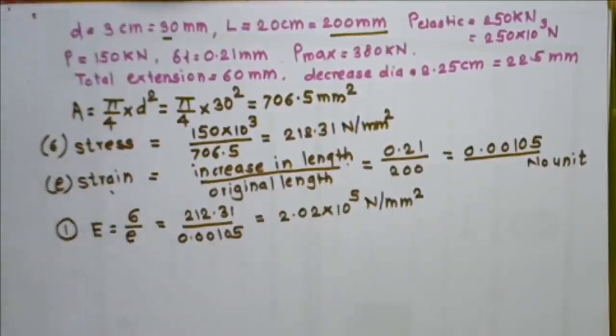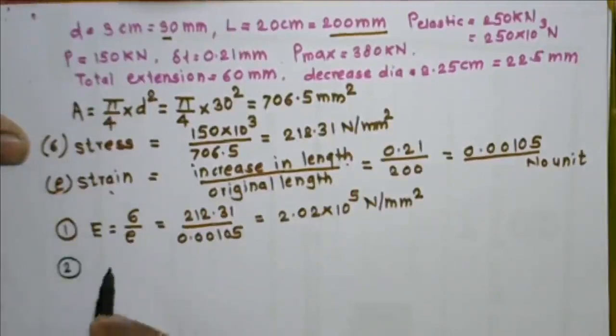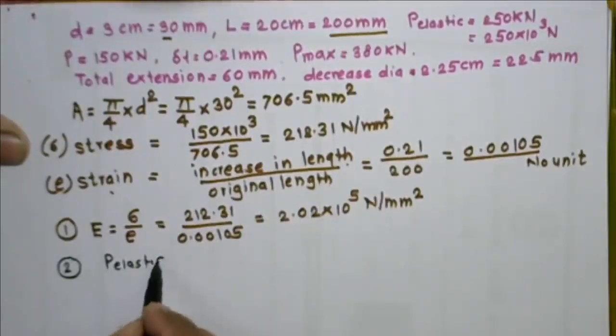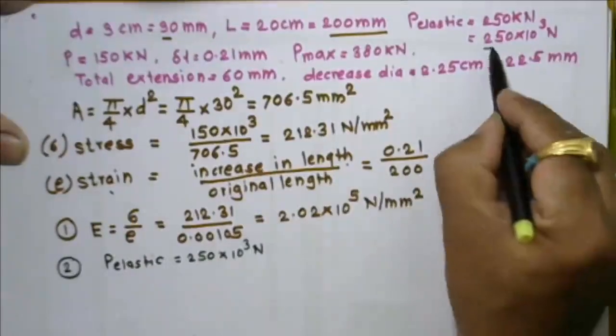Now come to the second point. Second, we have to calculate stress at elastic limit. Here in the numerical, load at elastic limit is already given, and it is 250 kilonewton. So P elastic is given, 250 into 10 raised to 3 Newton.